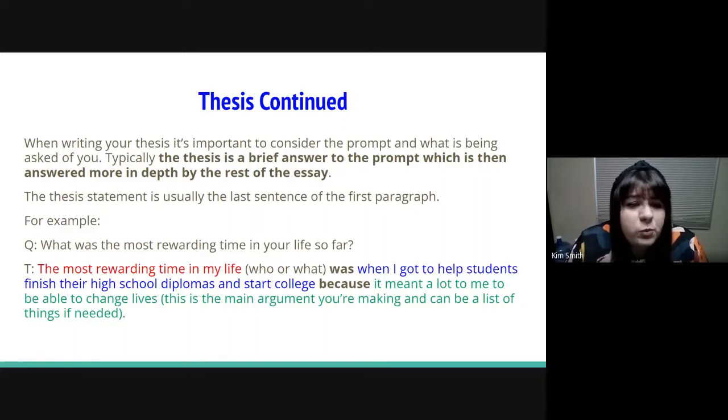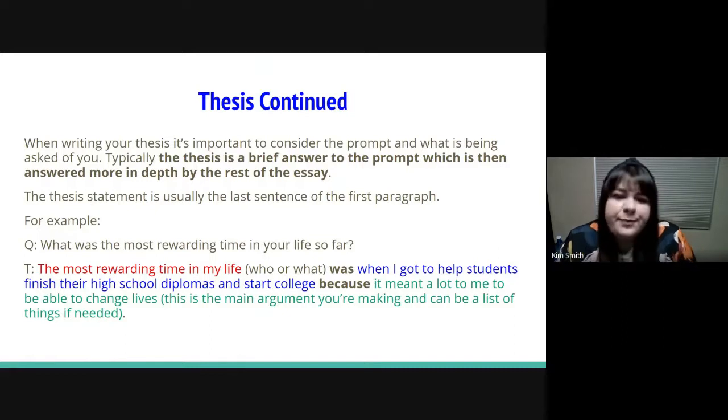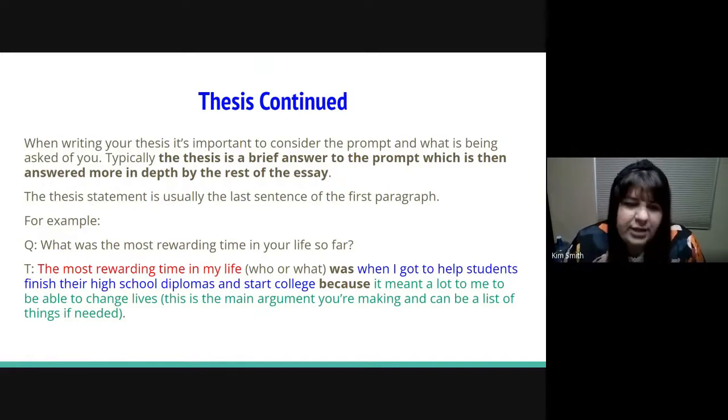Here's an example. The prompt was, what was the most rewarding time in your life so far? The most rewarding time in my life, who or what, that first blank, was when I got to help students finish their high school diplomas and start college because it meant a lot to me to be able to change lives. So this one doesn't quite go into 3 reasons, but you still get the point. It uses that blank, is or was blank because, and then you give your 3 reasons.